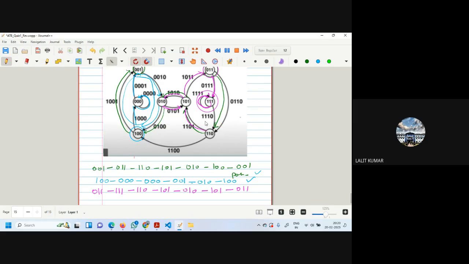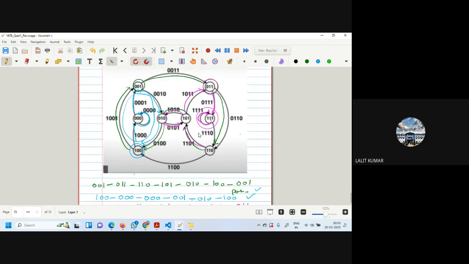Now we have visited all the nodes, but have all the edges been visited, or has something been left? One edge is left. Yes, this edge is left, this one. From 0, 1, 1 to 1, 1, 0, that edge we covered, but this one is not covered: 1, 1, 0 to 1, 0, 0. Okay, this one. Yes, yes.